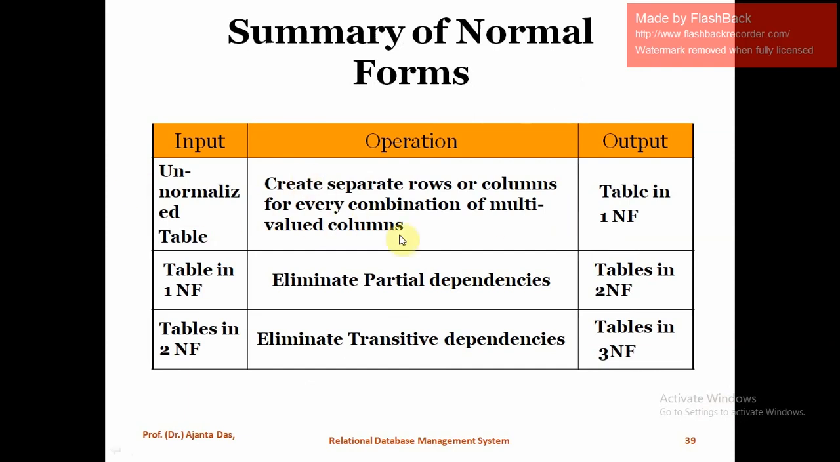So this is the summary. You have to create separate rows or columns for every combination of multi-valued columns, and then only we will get 1NF. That should be the input for the second step. So we have to eliminate partial dependencies and we get 2NF, and again the 2NF should be the input, and then if we perform elimination of transitive dependencies, we get 3NF. I hope the process and explanation is clear. If not, then let me know where we need to do the explanations again. Thank you very much.